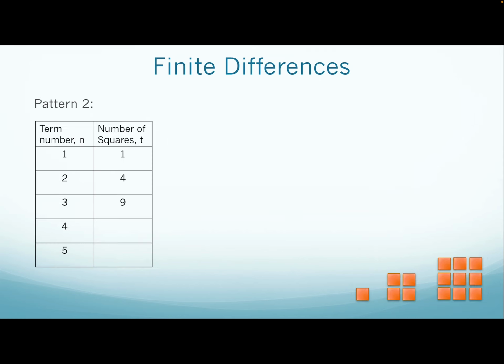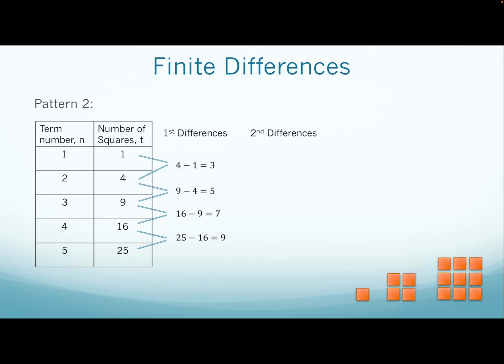For the next pattern, the square pattern, to complete the table, in the fourth term, there would be 16 squares, and in the fifth term, there would have to be a 5 by 5, so it'd be 25. Our first differences, here we go. We get 3, 5, 7, and 9. And if we take a second set of finite differences, our second differences would show a constant value of 2.